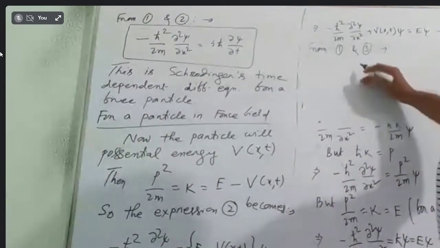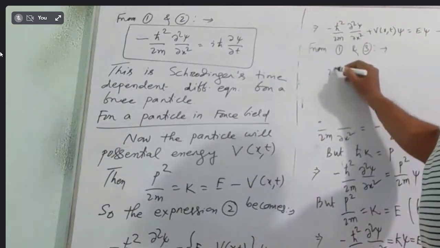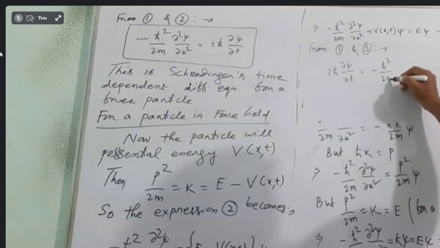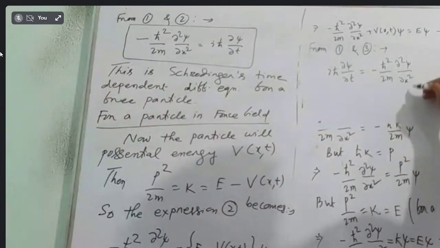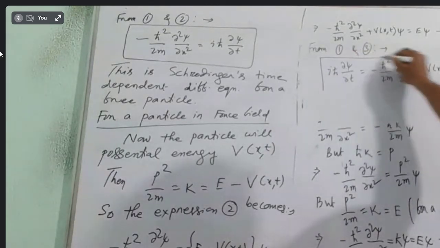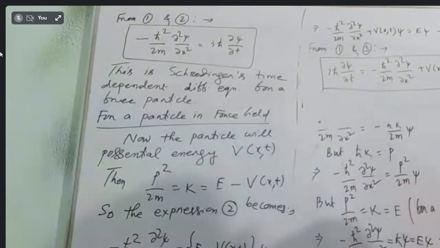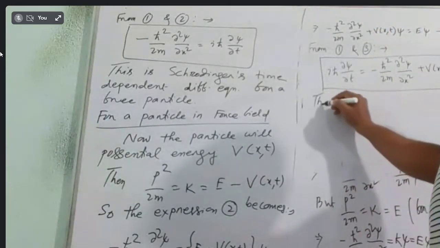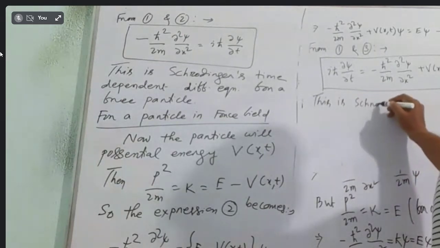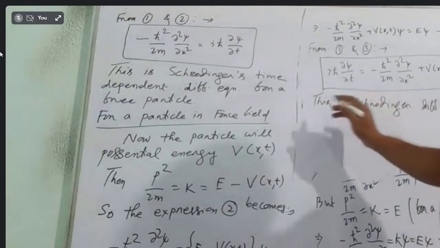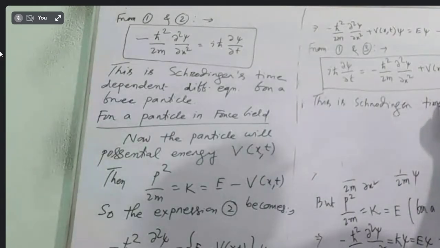they are RHS equal. So for a particle in a force field, you can write i h cross del psi by del t is equal to minus h cross square by 2m del square psi by del x square plus V(x,t), where potential energy is a function of position as well as time, into psi. This is the Schrodinger equation for a particle moving under the action of a force field. Schrodinger time dependent equation, because the time factor is there.